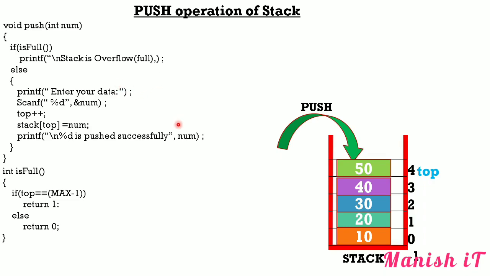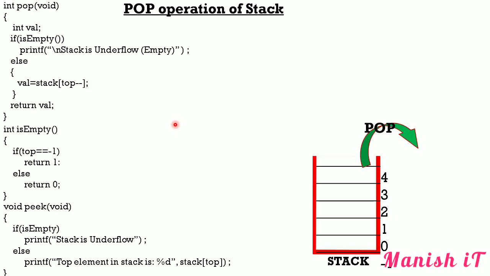Next we are discussing the pop function. Pop is the deletion, or removal, of an element from the topmost position. So here in this situation, top is pointing to -1. Suppose the return value of the pop function is integer type and inside void.